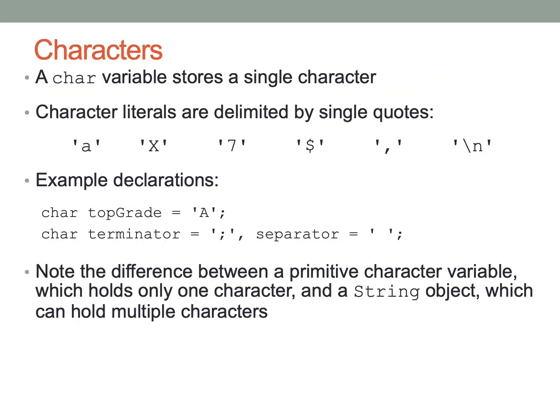For characters, a char variable stores a single character. Character literals are delimited by single quotes, for example, single quote A. It can be declared as char topGrade and initialized equal to single quote A. Char is the data type of a variable. String, on the other hand, is an object. Note the difference between a primitive character variable, which holds only one character, and a string object, which can hold multiple characters. In a string, we will use double quotes. Char uses single quote.